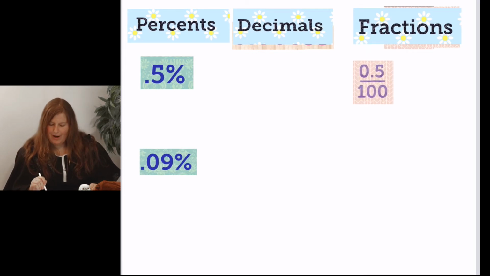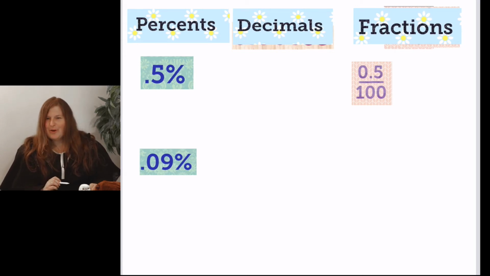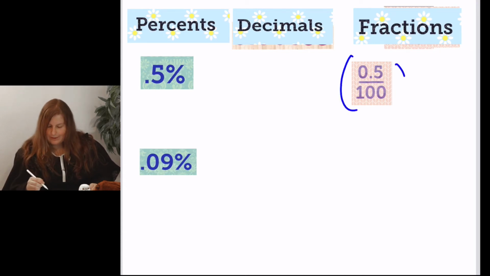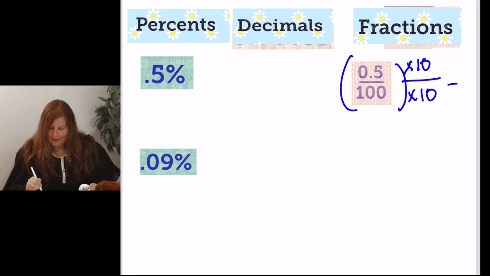So I'm going to start with a fraction, and this is what it would look like. 0.5, or half, out of 100. Now, we know that this makes no sense. We cannot have a decimal as the numerator in a fraction. So what we can do is multiply the numerator by 10 and the denominator by 10.